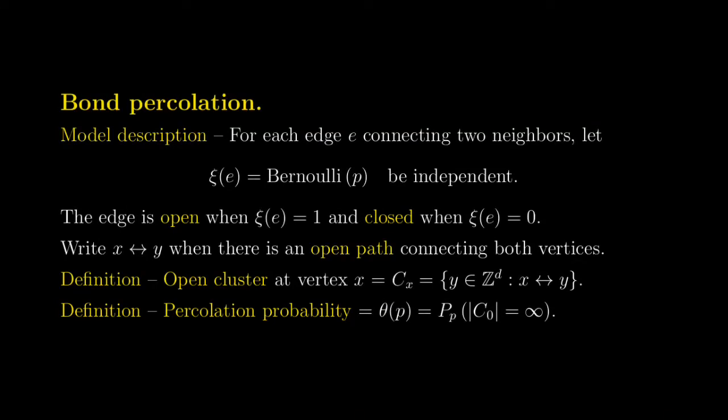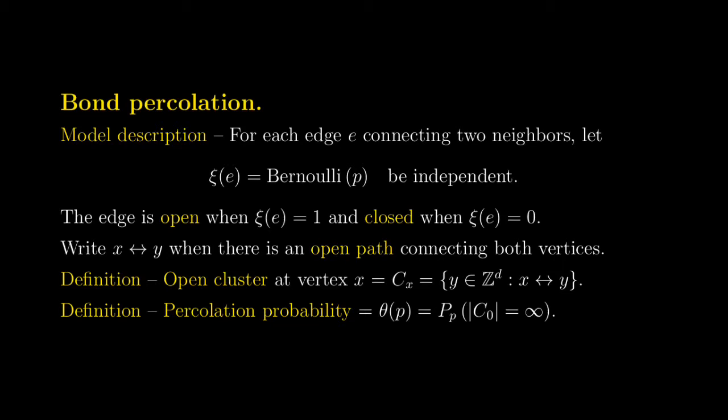So here is a more rigorous description of the process, bond percolation. I remind you that we start from the d-dimensional integer lattice. You think of that as a graph, an infinite regular graph with degree 2d, where each vertex is connected by an edge to each of its 2d nearest neighbors. Now, for each edge e of this graph, you are going to let ξ(e) be a Bernoulli random variable with parameter p. We also assume that for different edges, those Bernoulli random variables are independent. That corresponds, in fact, to open edges or friendship relationship.